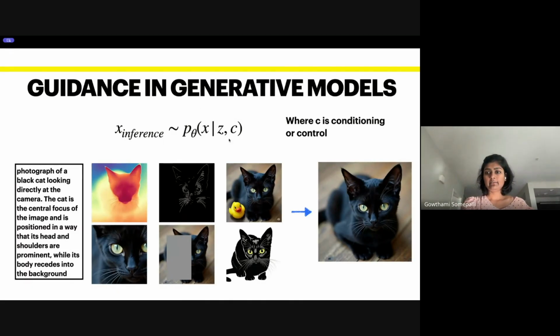And in math terms, you say we want to learn this probability distribution where we can produce X, which is an image that is coming out of the image distribution, and which is conditioned on some random noise along with some conditioning.